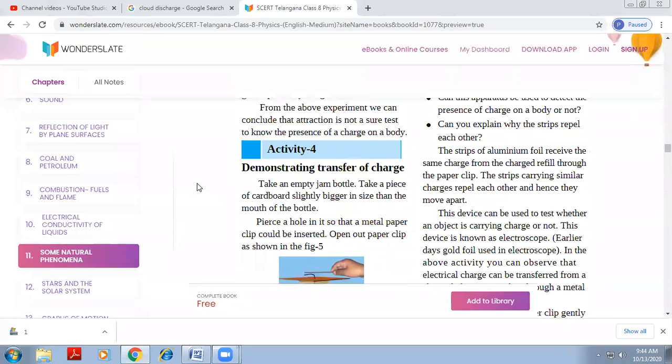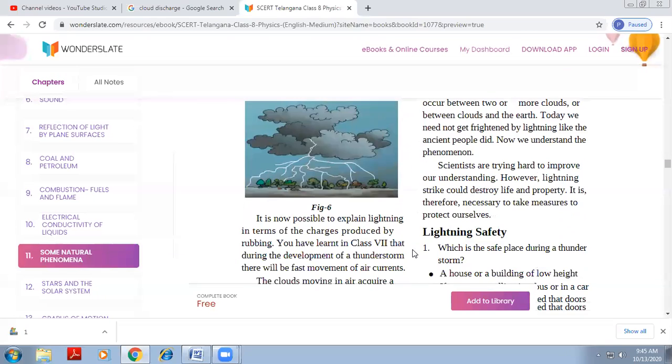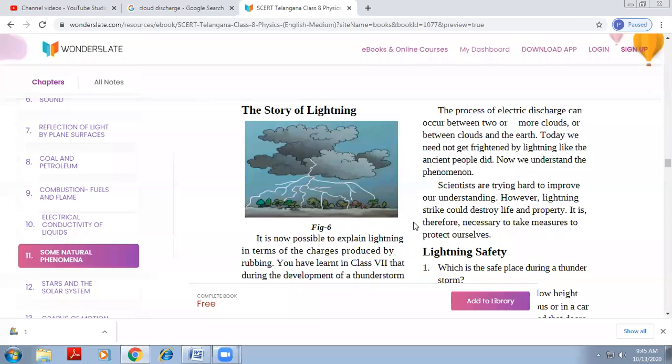You can see the sharing: page number 137 in the new book, and in the old book pages 126 and 127. Demonstrating transfer of charges, activity 4, and next we have the story of lightning. Next is lightning safety. Please read that and you can draw the diagrams also in your classwork.